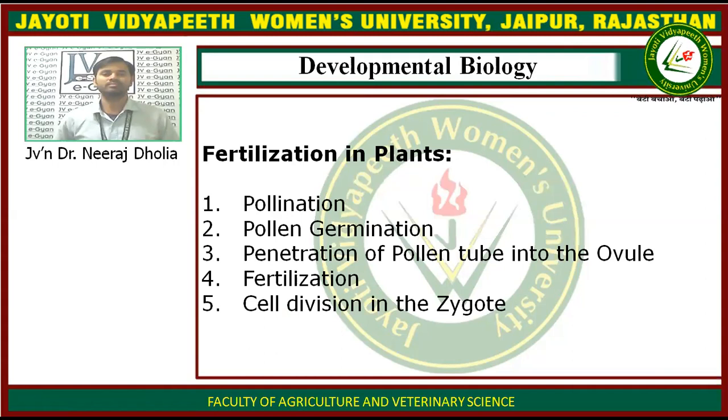Fertilization in plants has various steps. One is pollination, then pollen germination, then penetration of the pollen tube into the ovule, then fertilization, and lastly the cell division in the zygote. So let's start one by one.